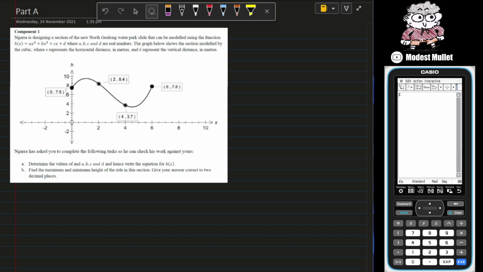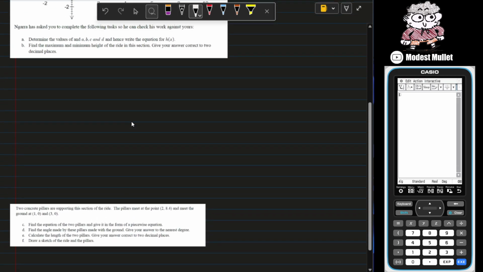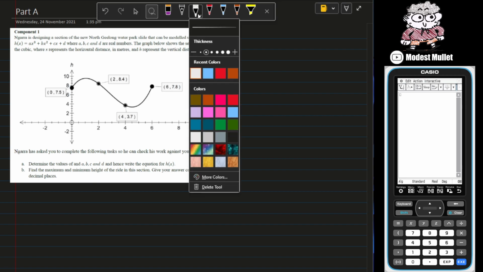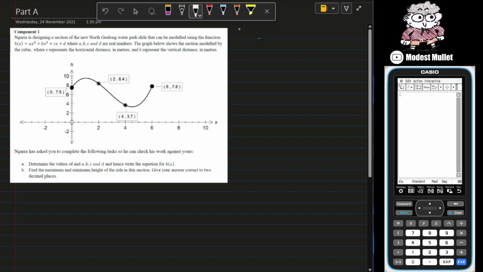Hey team, today in this video we will look at component 1 of the practice SAC for Unit 1 Maths Methods on functions, relations, polynomials, and we'll jump straight in. I've got part of component 1 there, and then the remainder of the questions down there. As you're aware, the assessment is about designing parts of a water slide or water park. So let's jump straight in.